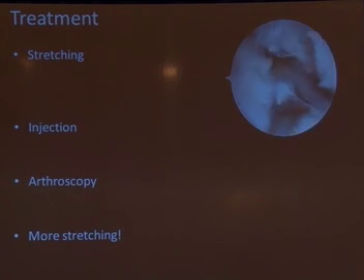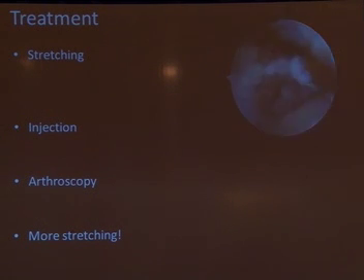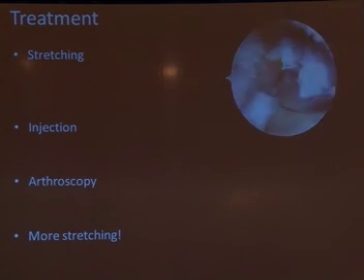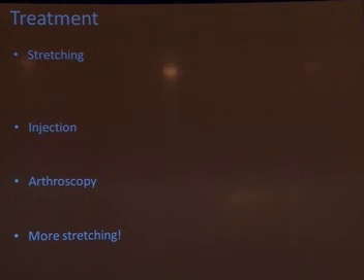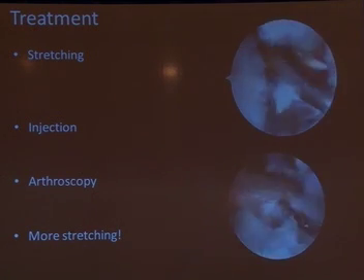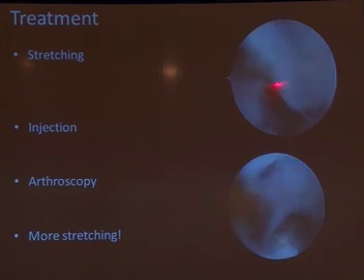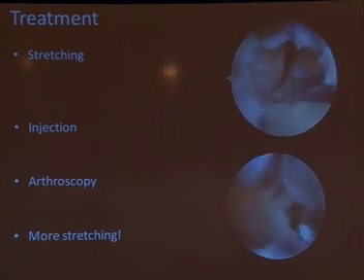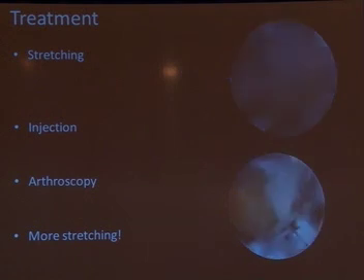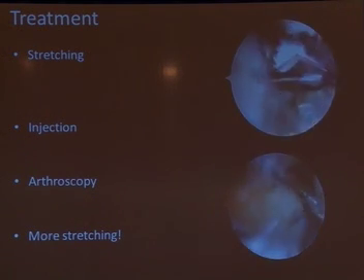The treatment is stretching, lots and lots of stretching with the physiotherapist in dorsiflexion. You can inject it under ultrasound guidance. Arthroscopy is very useful. You can see here the flexor hallucis tendon that you can release through posterior arthroscopy, and this is an os trigonum that's being ground away by the arthroscopic burr.